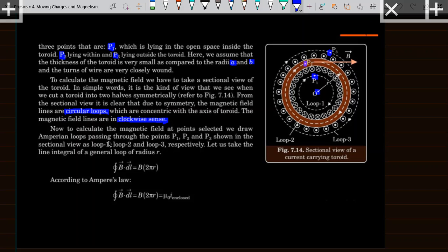What was the law or rule with which we identified the direction of magnetic field? They are saying all the magnetic field lines are in clockwise direction. Even outside and inside, all of them. All of them are clockwise.